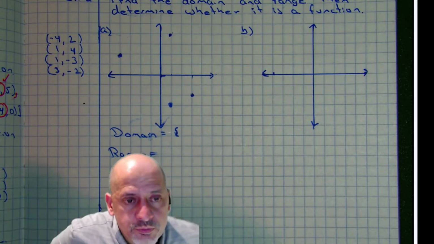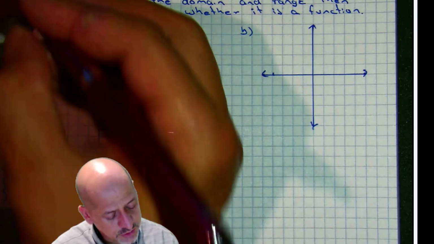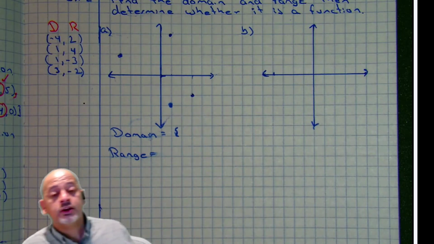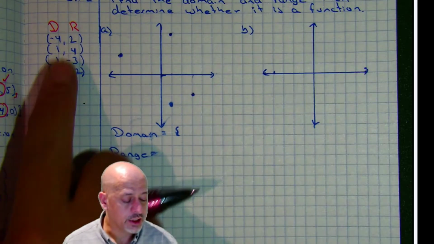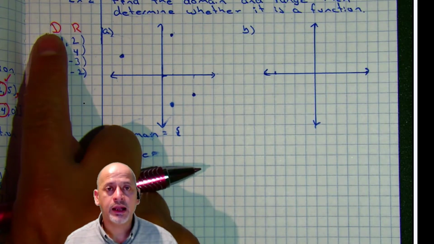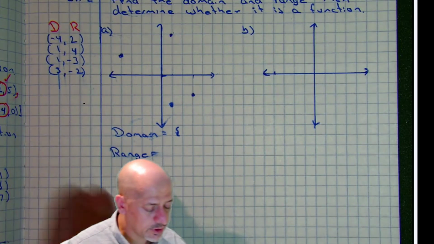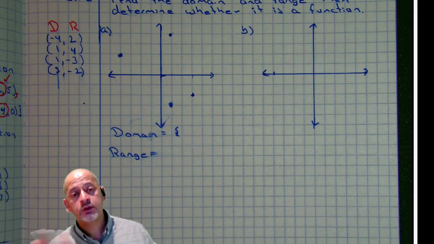So first, let's go and find the domain. Your domain are all your inputs. So therefore, I'll place DR, doctor. So that's a very easy way to be able to remember your domain, range. Doctor. Domain are your X values. Your range are your Y values. So let's go and write them down. You always want to write them down from the smallest one to the largest one.